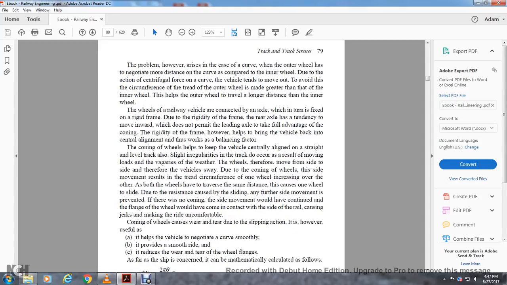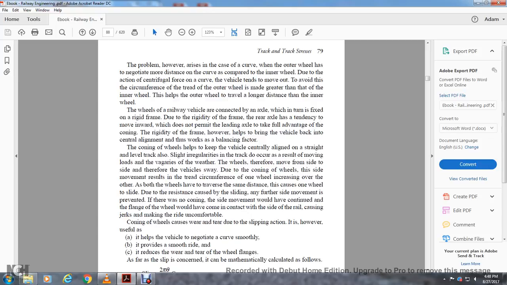The coning of the wheels helps to keep the vehicle centrally aligned with the straight and level track. Since slightly irregular tracks do occur, resulting from moving loads and vagaries of the weather, the wheels move from side to side and therefore the vehicle sways. Due to the coning of the wheels, the side movement is the result of the tread circumference of one wheel increasing over the other. As both wheels traverse the same distance, this causes one wheel to slide. The resistance caused by the sliding prevents any further side movement.